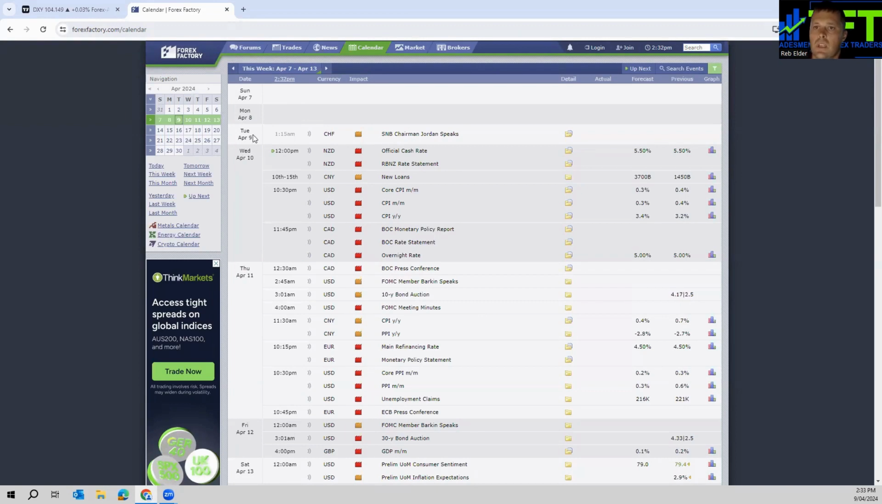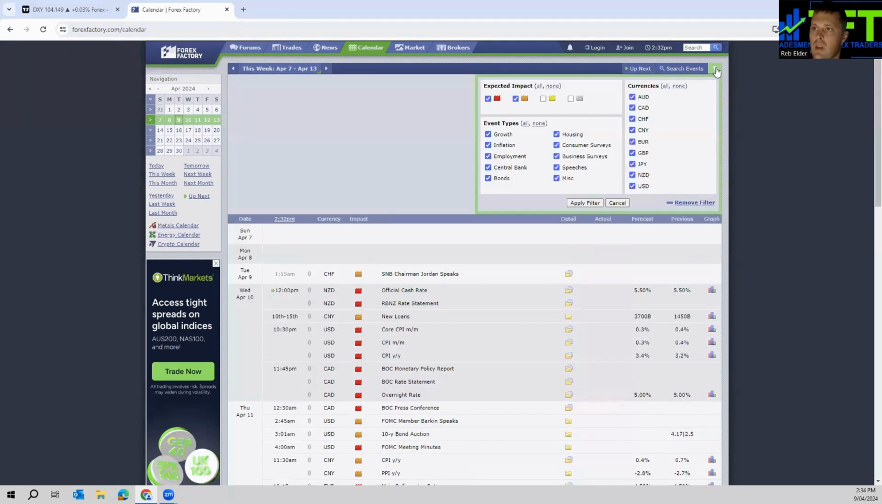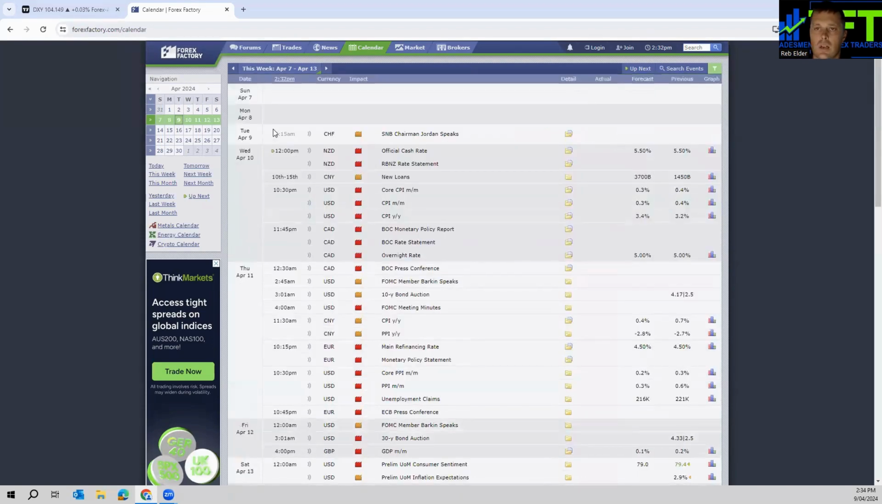So, firstly, today there's nothing much coming out. I do have the minimal impact news filtered out here. So obviously there shows no news for Tuesday, which is fine. But moving into Wednesday, at the start of the New York session, we have the core CPI month on month and year on year coming out of the USD. So we could see a little bit of a fluctuation there coming out of the USD pairs, which obviously we are analyzing.